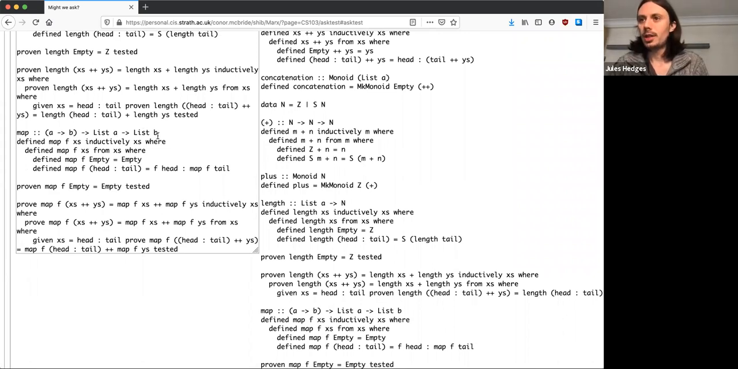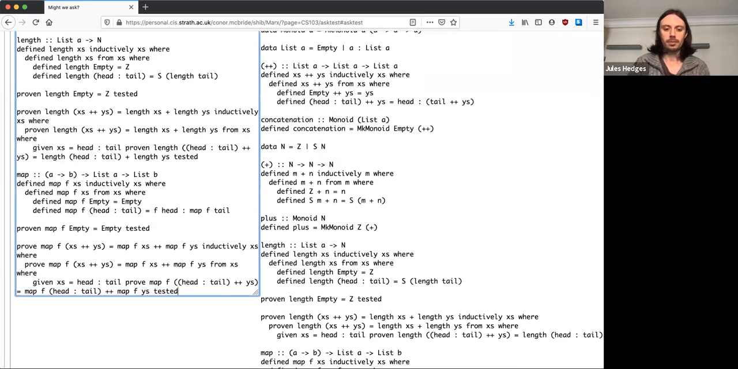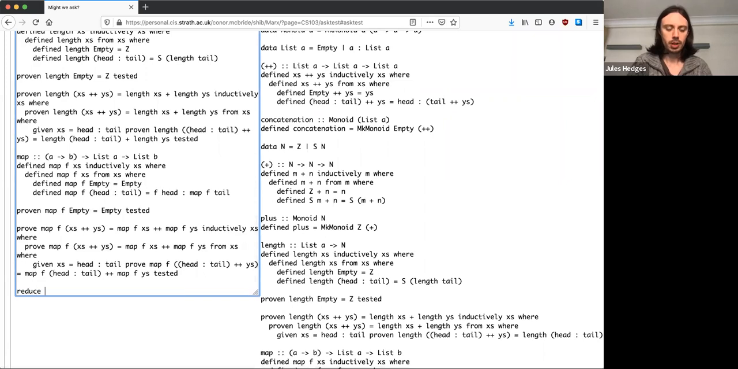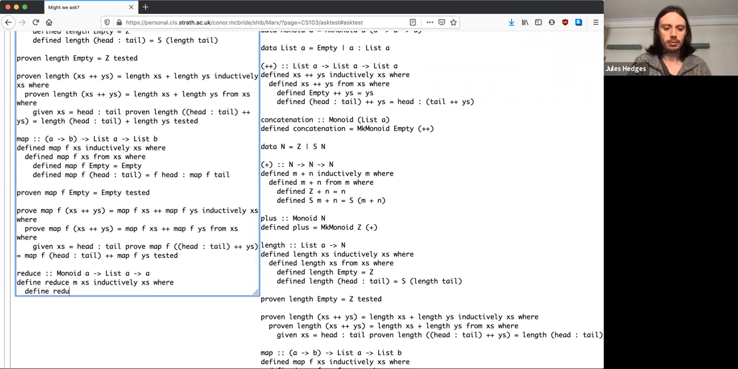Okay, so there's a lot more examples of this, and I'll get you to play with some of them in the exercises. But there is one more really important example that I want to show you. If we have any monoid, then we have the reduce function. So reduce has type monoid A to list A. I say define reduce m x's, induct x's.